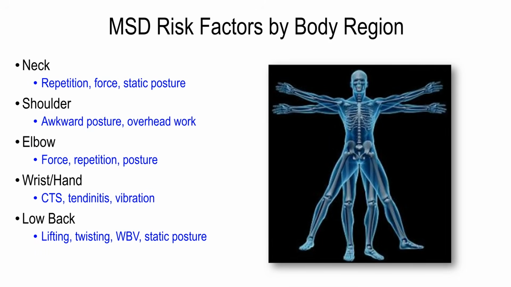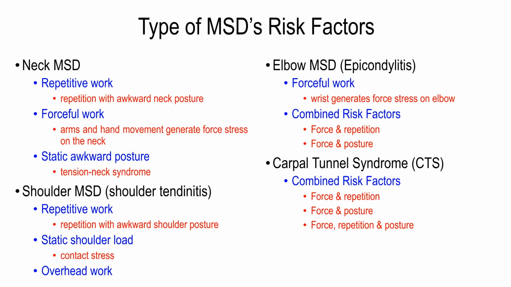For the neck, it is repetition, force, and static posture. For the shoulder, it is awkward posture and overhead work. The elbow is at risk from force, repetition, and posture. Other MSD risk factors include wrist and hand issues like carpal tunnel syndrome, tendinitis, and vibration exposure. Low back MSDs are associated with lifting, twisting, whole body vibration, and static posture.